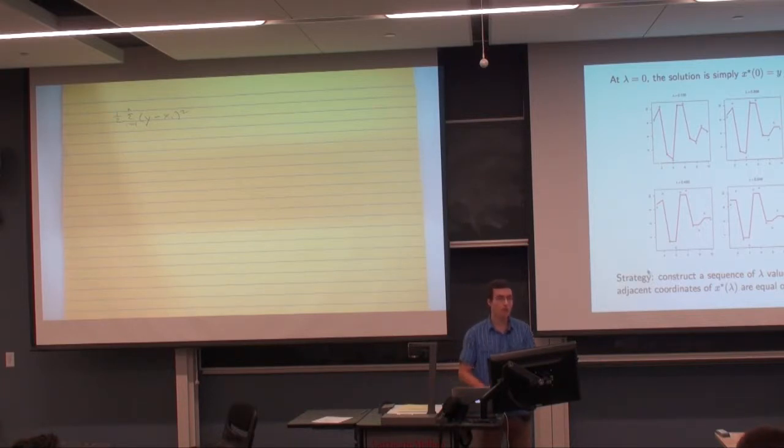So the strategy for our path algorithm is to construct a sequence of lambda values at which these fusions occur. So we're going to actually seek out directly the values of lambda at which the 2 components of the solution become fused. And this is a nice algorithm that's taken from this paper by Hoefling in 2009.